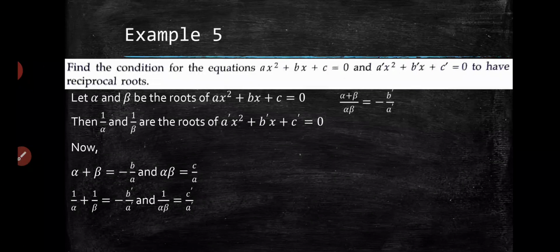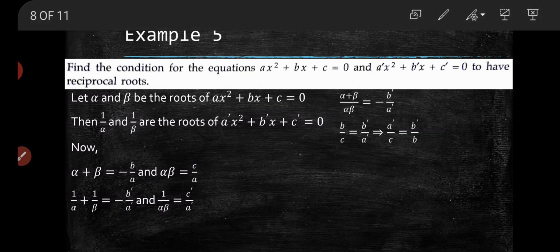So we have 1 by alpha plus 1 by beta is equals to minus b dash by a dash. So if I take LCM and write this, then I have alpha plus beta by alpha beta, that is equals to minus b dash by a dash. And then what is alpha plus beta? That is minus b by a. And what is alpha beta? That is c by a. So if I put the values on the left hand side, it becomes b by c. So from here I can write that a dash by c is equals to b dash by b. So mark this as number 1 and let it be.